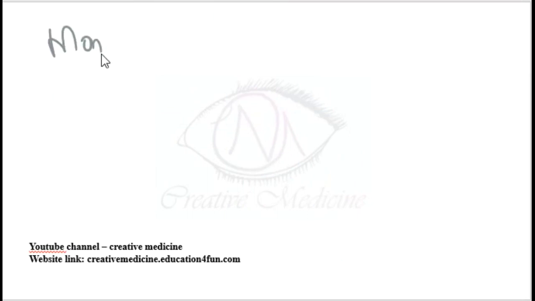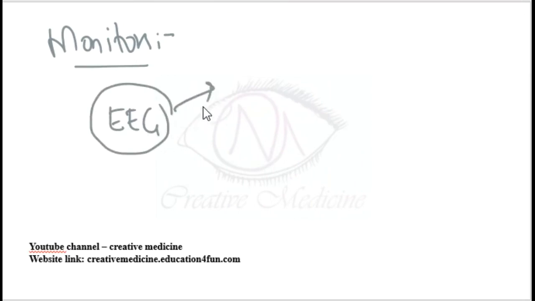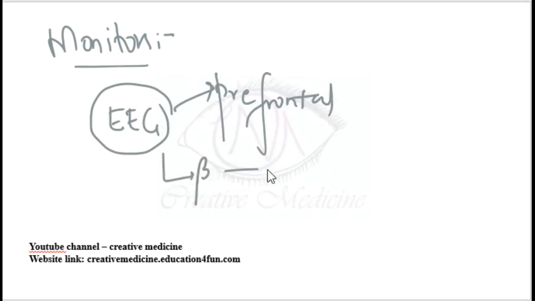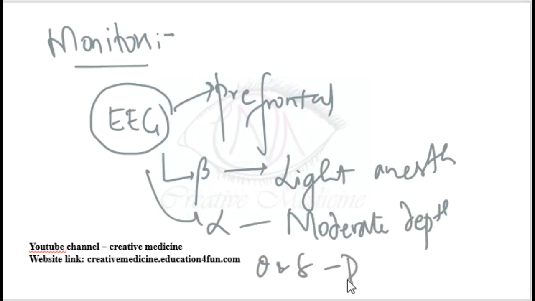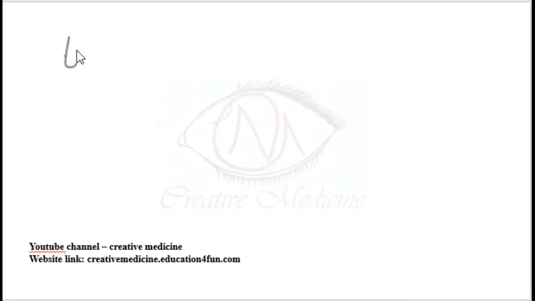First is EEG. EEG is electroencephalogram. That is, prefrontal electroencephalogram is done. In prefrontal electroencephalogram, beta waves will signify light anesthesia, alpha waves will signify moderate depth, theta and delta waves will signify deeper anesthesia. Second, EEG based monitors, that is electroencephalogram based monitors.